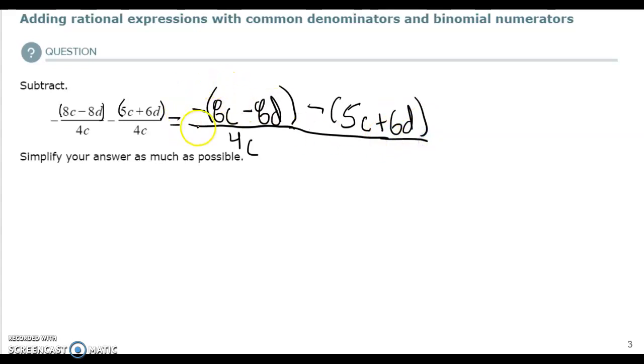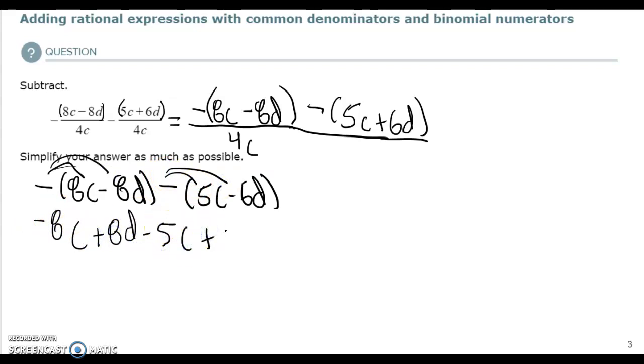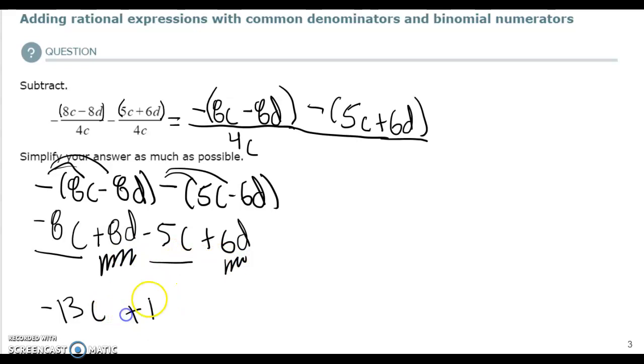So from here, it's just the nitty-gritty of simplifying the top. I'm going to go ahead and show that work down here. So with that negative sign that we see there twice, we want to make sure to distribute that. And then combine like terms. So my c's, I end up with negative 13 c's. And my d's, I end up with 14 d's.